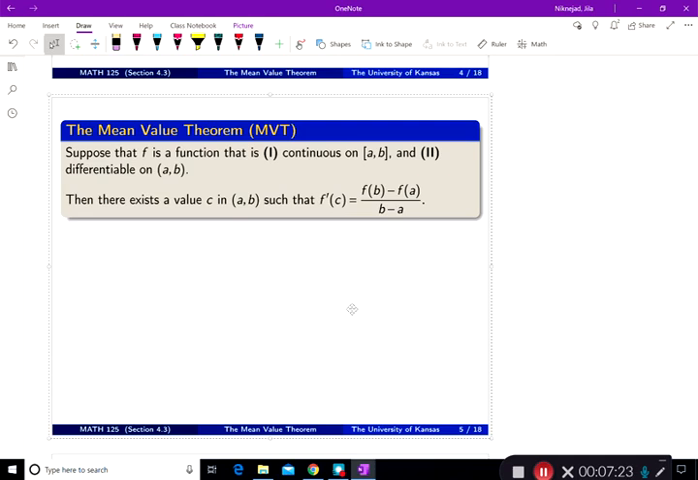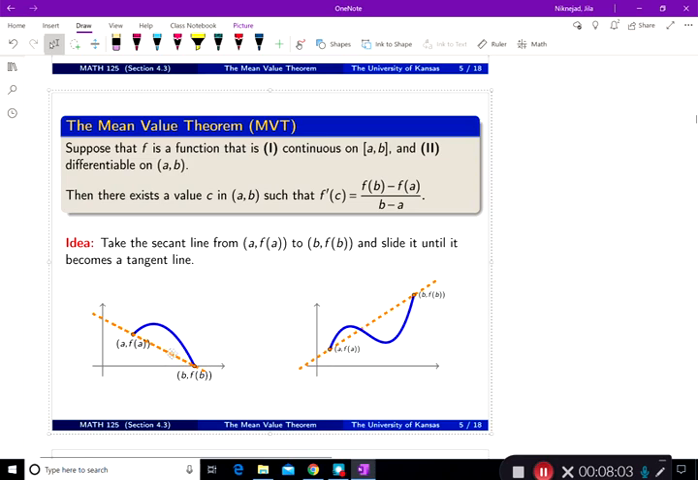Then there exists a value c in (a, b) such that f prime of c is equal to the average rate of change between a and b, which is f of b minus f of a over b minus a, or f of a minus f of b over a minus b. Now, notice again, this part is the slope of the secant line, and this one is the slope of the tangent line. So we're saying that the secant line between the two points is parallel to the tangent line.